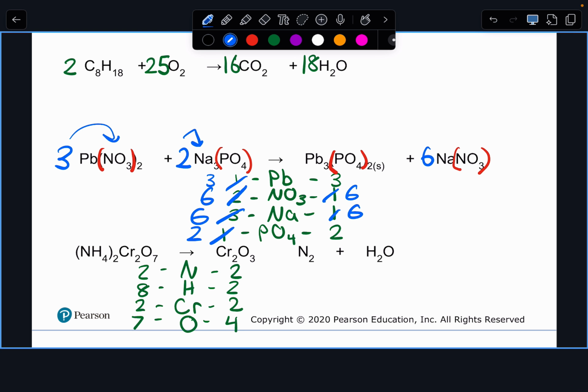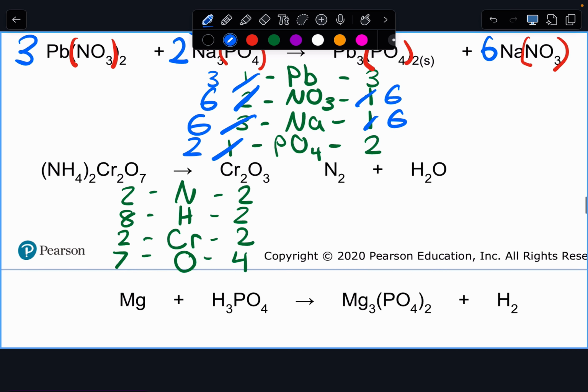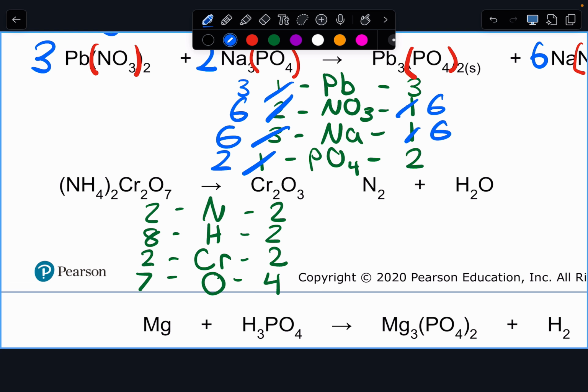Okay, last one. NH4 is a polyatomic ion, but it does not appear on both sides. It's only on the reactant side. So do not write down NH4. It won't work because there's no NH4s on the product side. Okay, so just nitrogen, hydrogen, chromium, and oxygen. Be careful too that you realize that this 2 subscript is for the whole thing. So there's 2 nitrogens and 8 hydrogens. And then the 2 chromiums and the 7 oxygens.